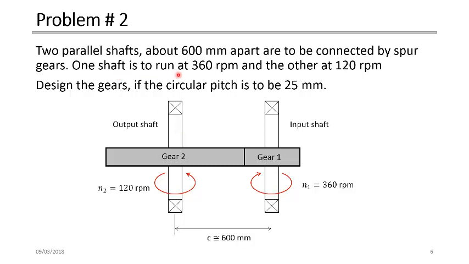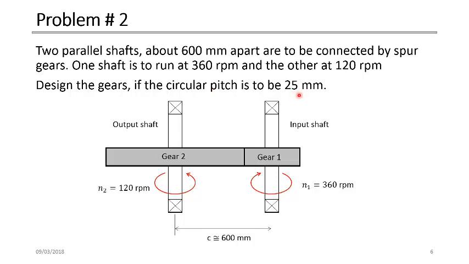One shaft is to run at 360 RPM. So if the input shaft rotates with N1, that is 360 RPM, and the second shaft rotates at 120 RPM. So design the gears. Design the gears meaning that find the diameter of the gear, the pitch circle diameter of the gear, and find the number of teeth of the gear. If the circular pitch is to be 25 millimeters, so the circular pitch here is given as 25.